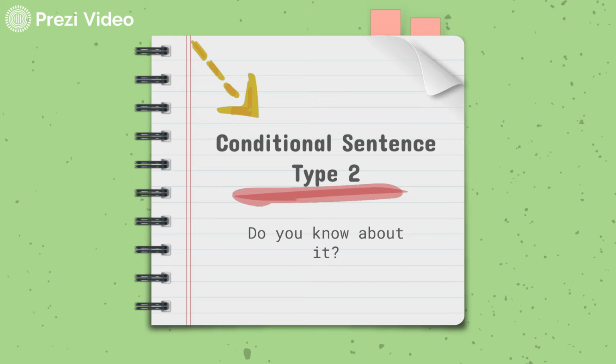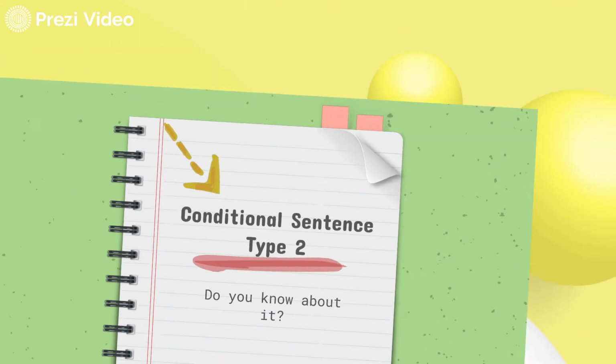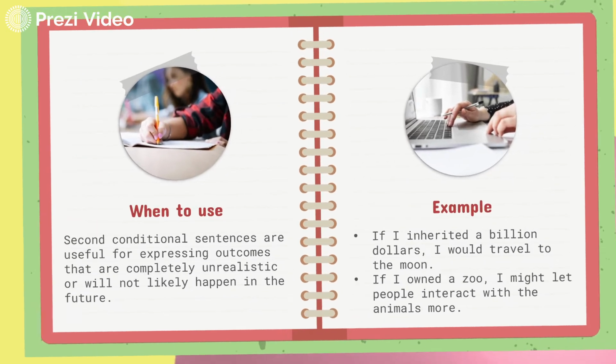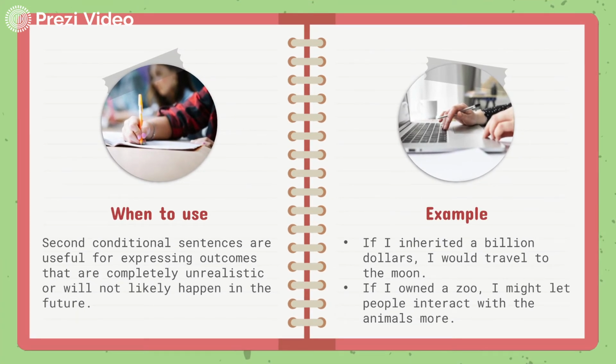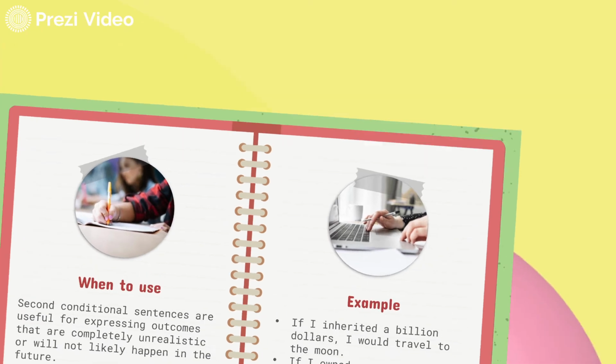Conditional sentence type 2. Do you know about it? When to use? Second conditional sentences are useful for expressing outcomes that are completely unrealistic or will not likely happen in the future. Example: if I inherited $1 billion, I would travel to the moon. If I owned a zoo, I might let people interact with the animals more.